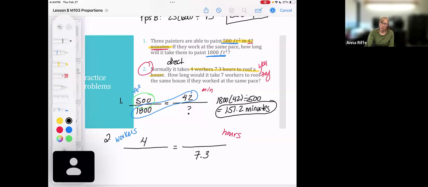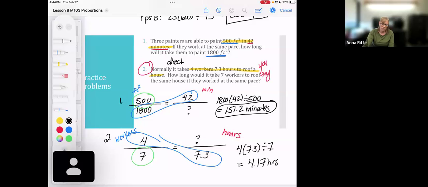So it looks like you figured out this is an inverse proportion. So I'm going to set those, one in the numerator, one in the denominator. We're given the number of workers. We're asked to figure out the number of hours. Good. So we can multiply these two together. Divide by this one. So that means the number of hours it will take 7 workers is 4 times 7.3 divided by 7, which should give you 4.17 hours.